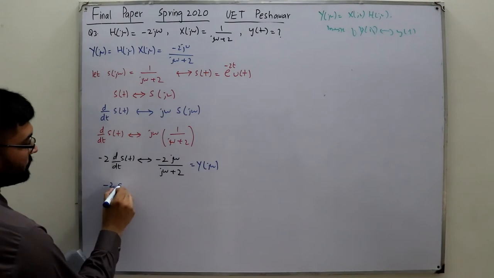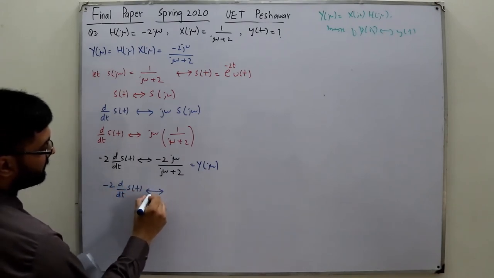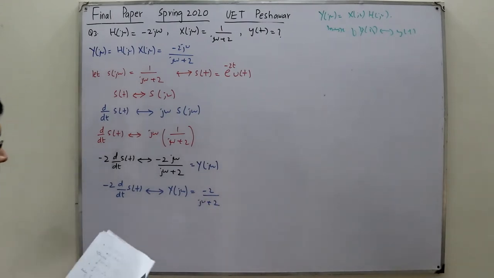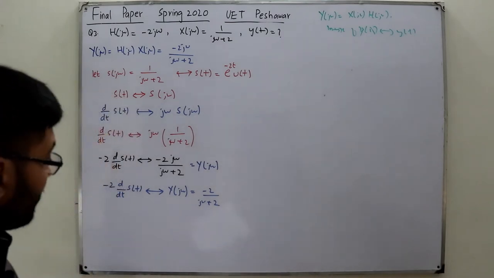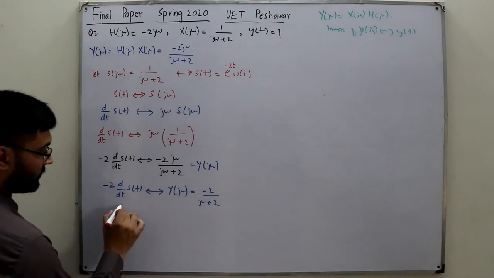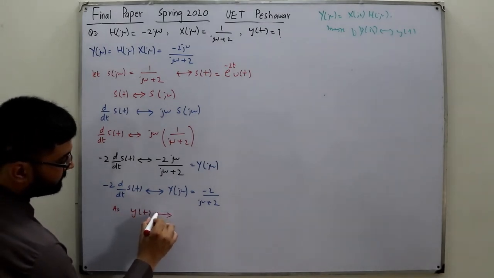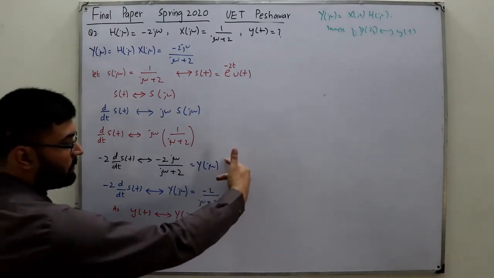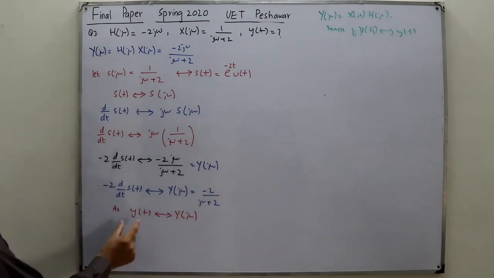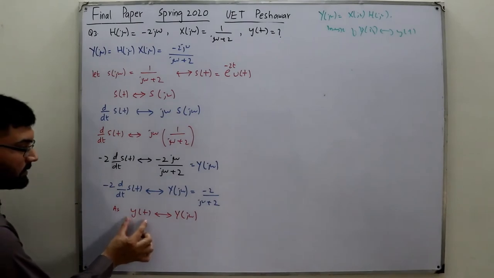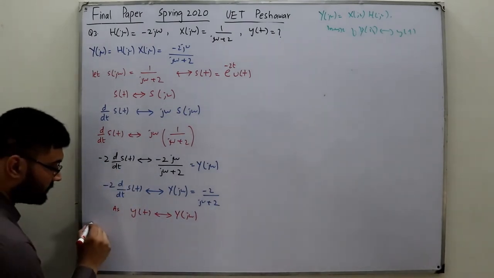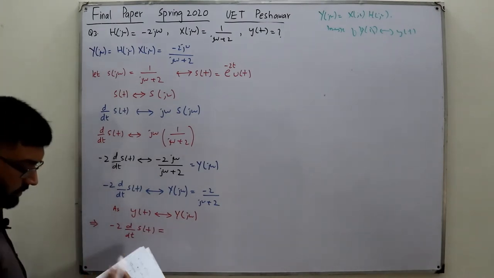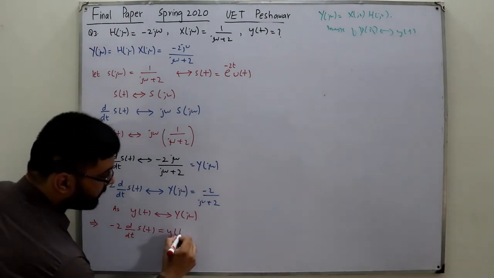So I could say that negative 2 times the derivative of s of t has a corresponding Fourier transform that is the same as Y of j omega, which is equal to negative 2 upon j omega plus 2, right? We already know that y of t corresponds to Y of j omega. So if the Fourier transforms are equal, this thing also has the Fourier transform Y of j omega. Can I not say that this thing is equal to this thing? I can. So this implies that negative 2 times the derivative of s of t is equal to y of t. It is. And my y of t was unknown, so I've got it.